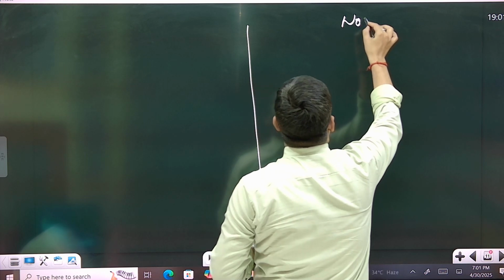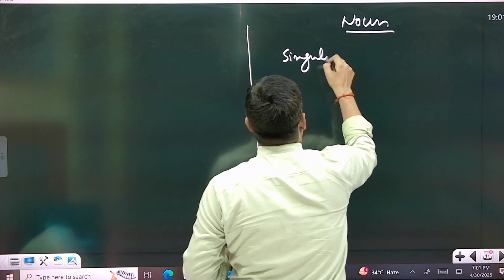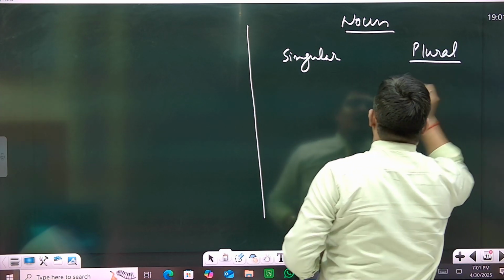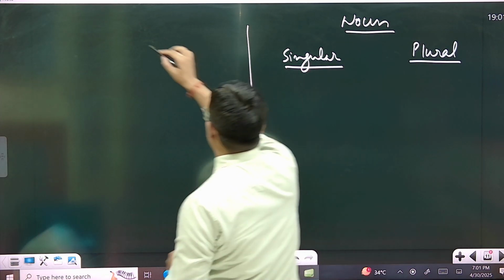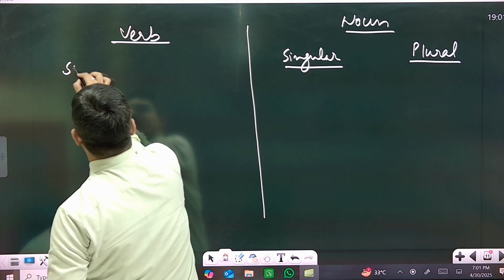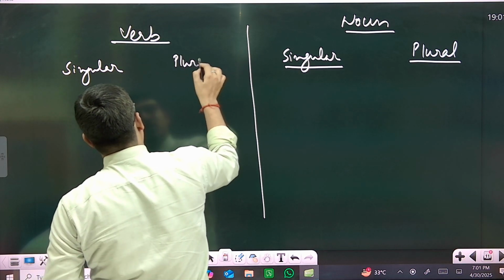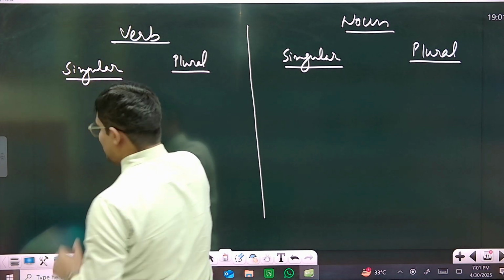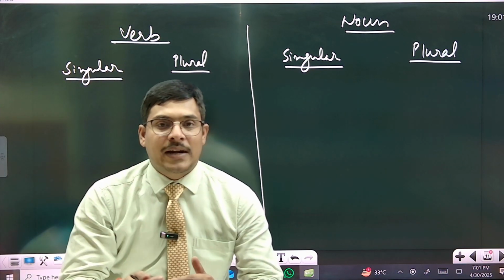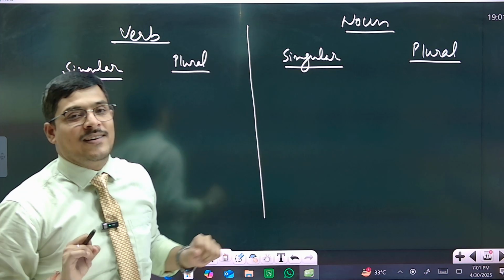Noun, here I'm writing singular, and here it becomes plural. At the same time, verb, here I'm writing singular, and here it is plural. Please just write it and keep it with you. Gradually, as you practice, they are going to help you spot your errors.